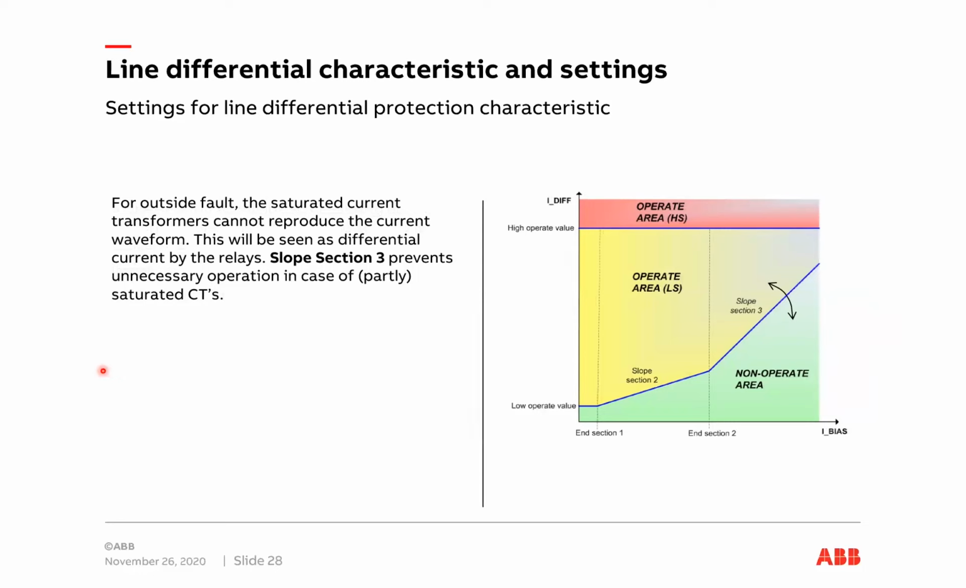For the end section 2 and slope section 2, we provide more stability to the protection in case of outside faults. So this is required then to allow more differential current here in case of outside faults, where the measuring error will increase, and also due to partly saturated CTs, differential current will be measured.